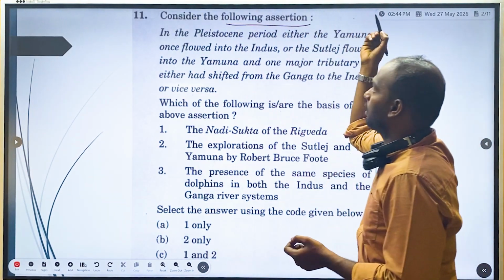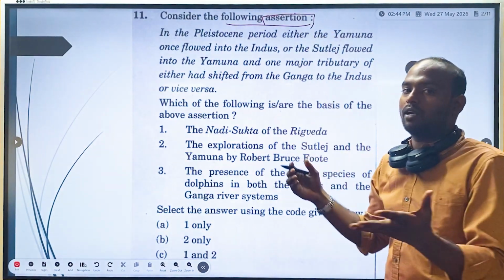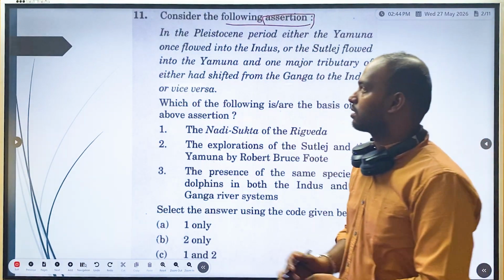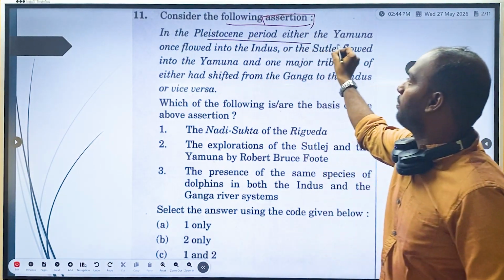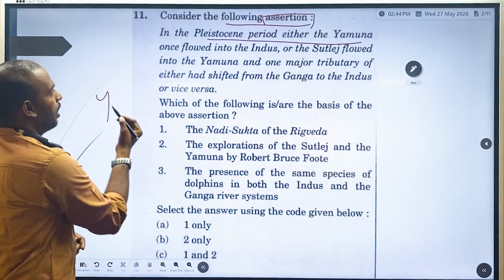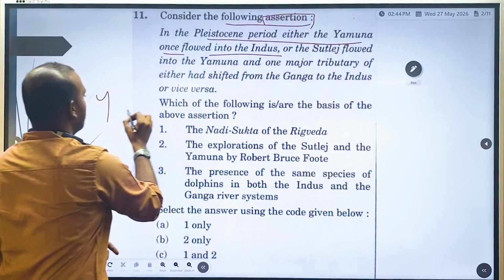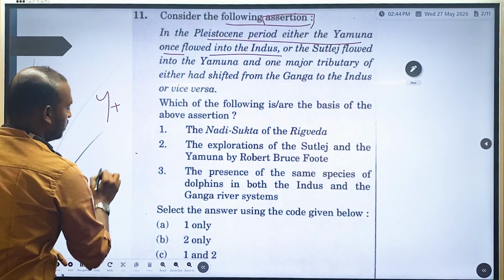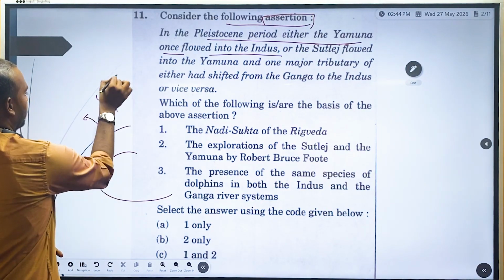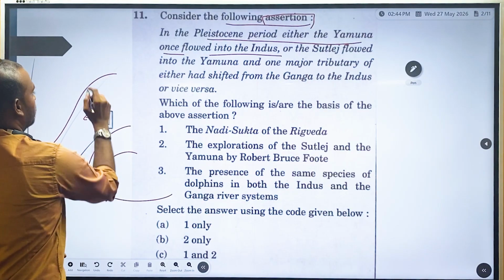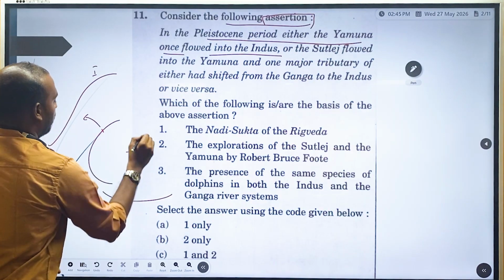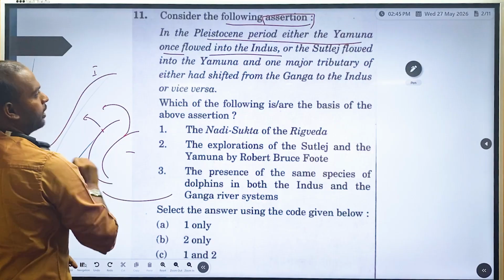See, consider the following assertion. So it looks like what? RC. So they asked an RC question in GS. They are saying that in the Pleistocene period, either the Yamuna once flowed into the Indus. That means the Yamuna once flowed into the Indus. This is the Yamuna, and this would have flowed into the Indus. Let us say this is the Indus, this is the Yamuna, Ganga, Yamuna. So once it would have flowed into the Indus.